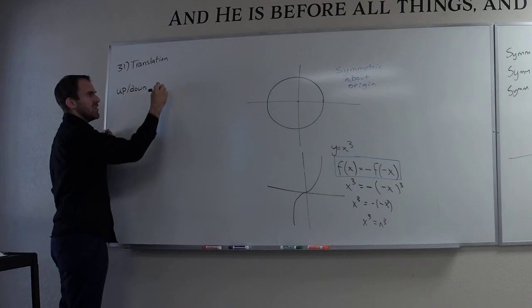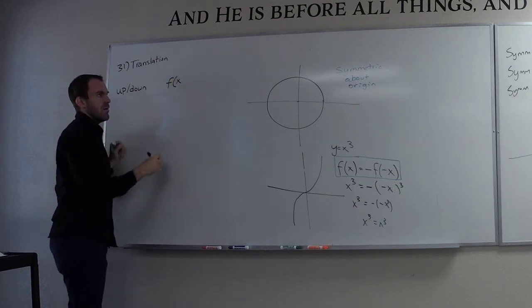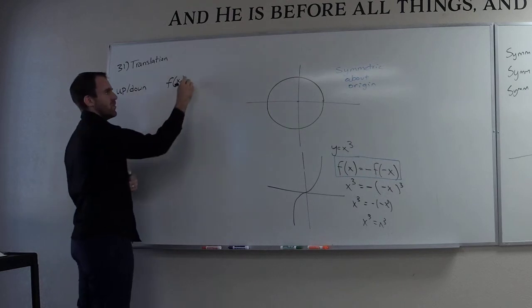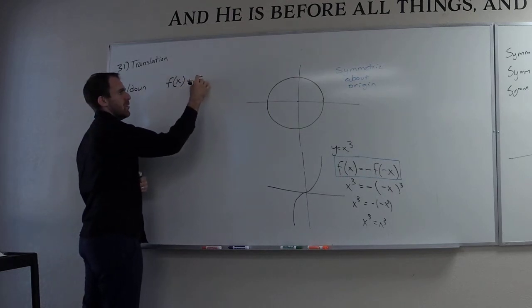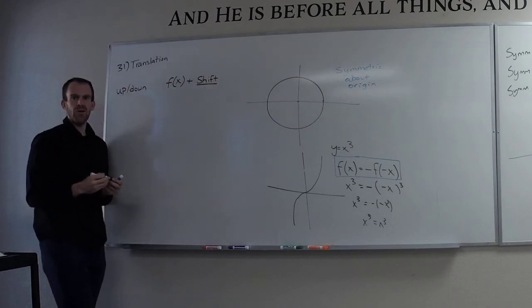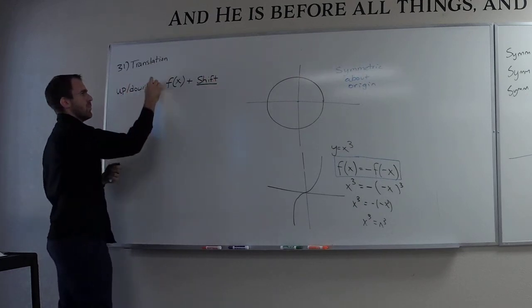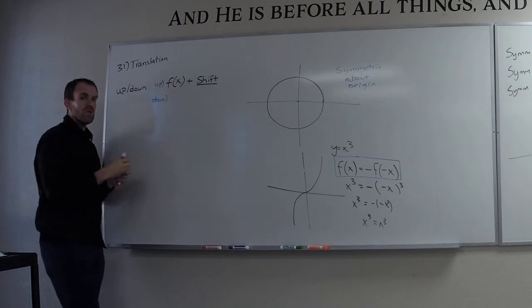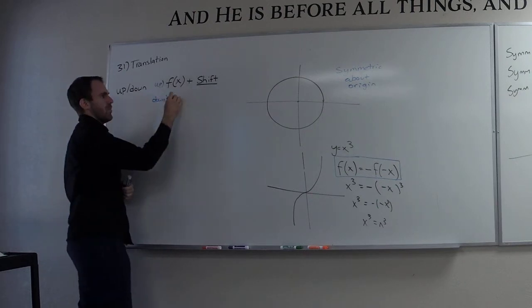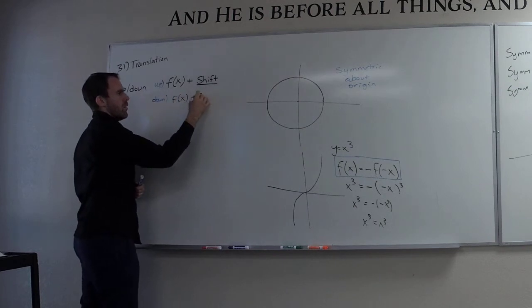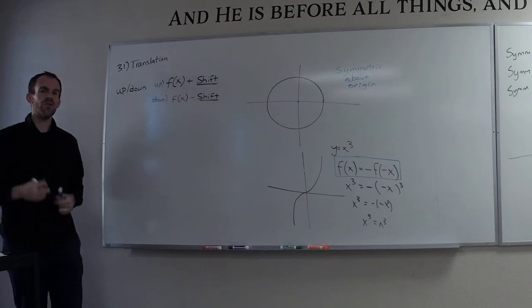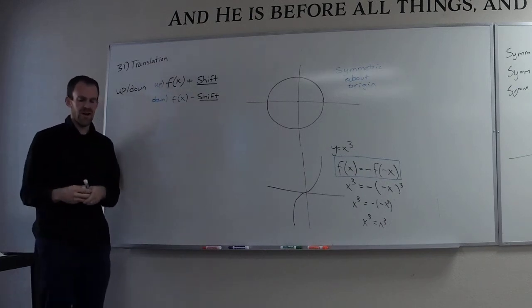you take your original function and you add or subtract some number. If we add, we will go up. If we subtract, we will go down. In this case, shift is the number that you want to shift it up or down.